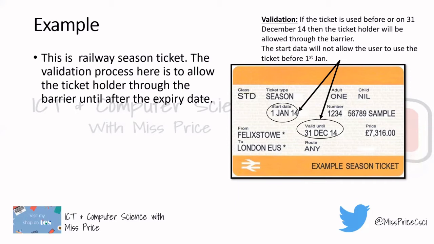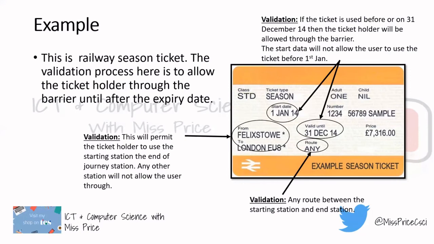Then, before it will let the user through the gate, it will check that they're within any route of those stations. So the computer will do all those validation checks very, very quickly. Hopefully that makes things a little bit clearer in terms of validation before we move on to parity checking.